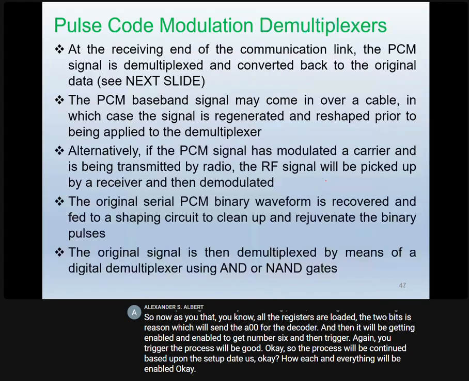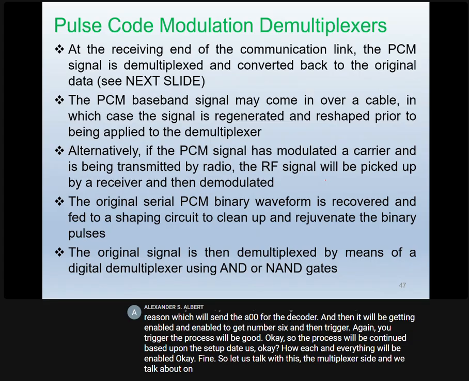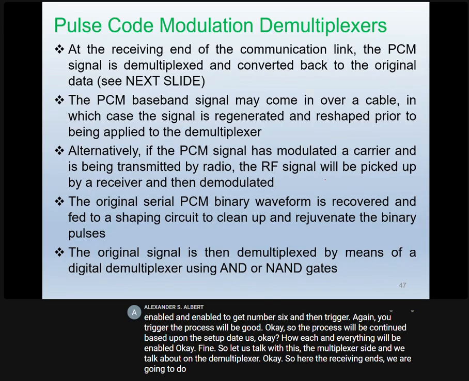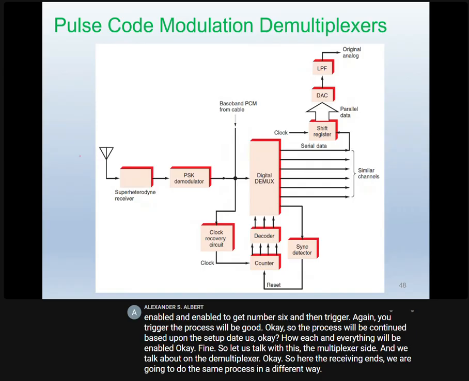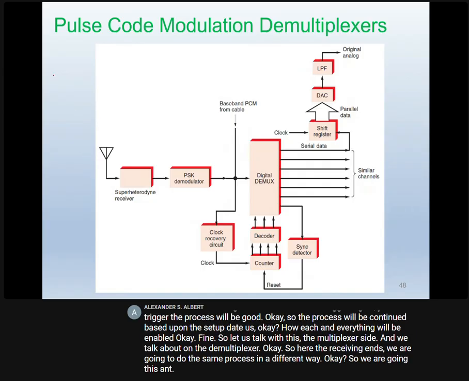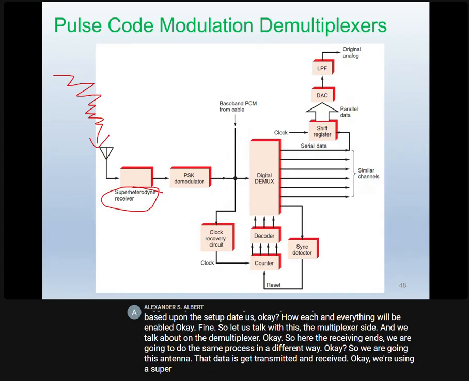Okay, fine. So let us talk about the multiplexer side. When we talk about the demultiplexer, here at the receiving end, we are going to do the same process in a different way. This is an antenna, the data is transmitted and received. We are using a superheterodyne receiver, and then we are going to use a demodulator.